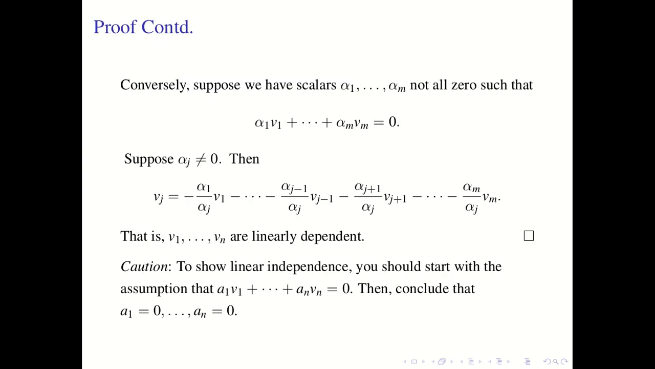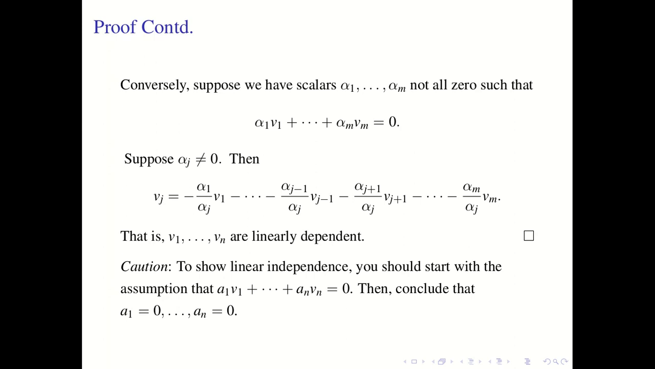Now let's prove the converse. Suppose there exist scalars alpha 1 up to alpha m, not all of them 0, that is at least one of them is non-zero, and alpha 1 V1 plus etc. alpha m Vm is 0. Suppose alpha j is non-zero, then I can write Vj equal to minus alpha 1 by alpha j times V1 plus etc. minus alpha m divided by alpha j times Vm.